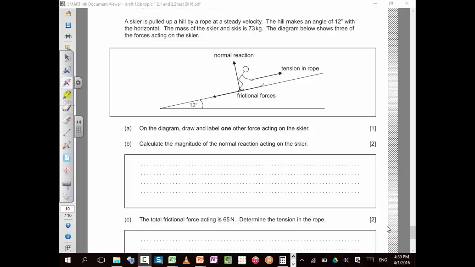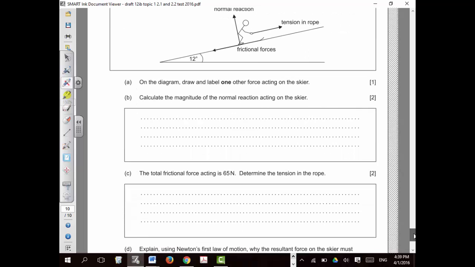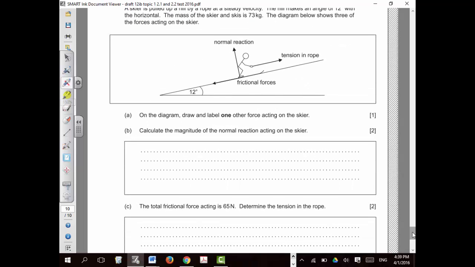Question B3 says a skier is pulled up a hill by a rope at a steady velocity. The hill makes an angle of 12 degrees with the horizontal. The mass of the skier and skis is 73 kilograms. The diagram below shows three of the forces acting on the skier. The first question says, on the diagram, draw and label one other force acting on the skier.